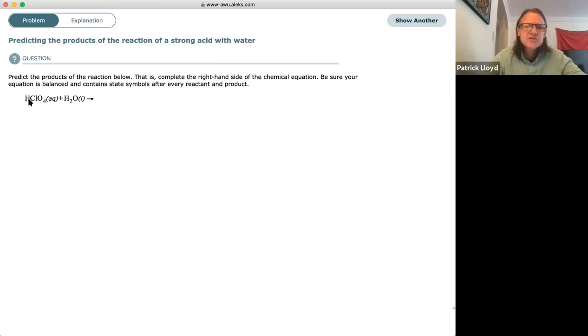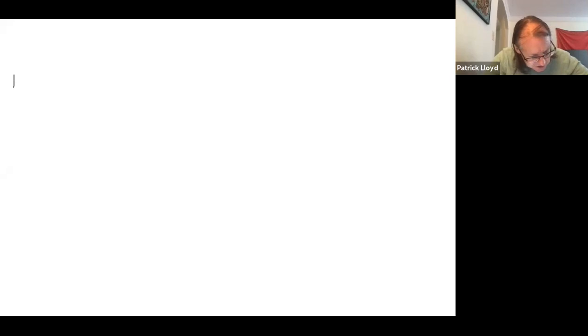So let's take a look at this one. It's HClO4. So the only real trick here is just to see what the formulas are. So HClO4 aqueous plus H2O, right?